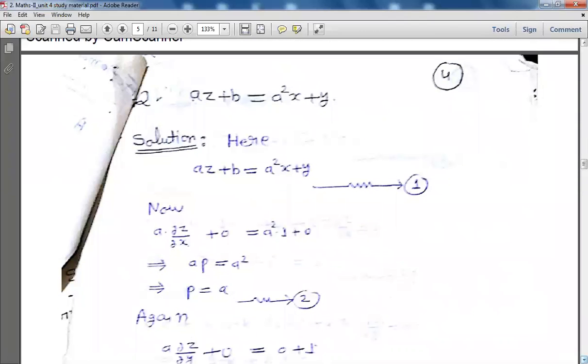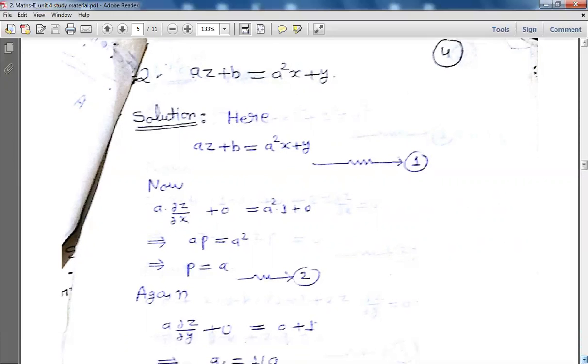The second problem is z equal to a x plus b, equal to a square x plus y. We have to form the partial differential equation by elimination of arbitrary constants. First, we write the given relation, az plus b equal to a square x plus y, as equation number 1. Now partially differentiate 1 with respect to x and y.